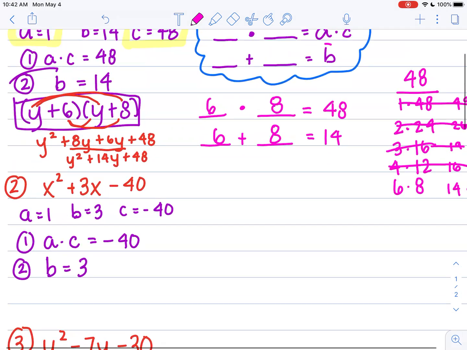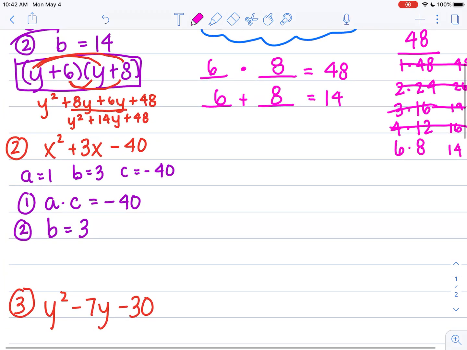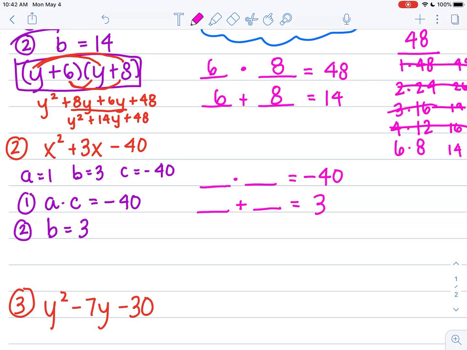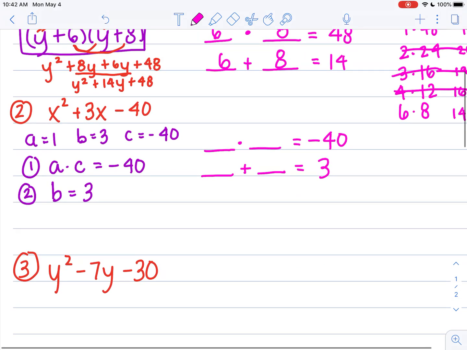Okay, now we're going to do this piece right here. So I'm going to say, okay, something times something has to equal a times c. So blank times blank equals, well, what was a times c? Negative 40. Okay, and then something plus that same number equals b, which is 3. Because see up here, something plus something has to equal b, and my b here was 3.